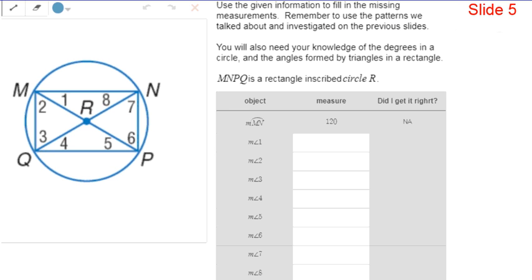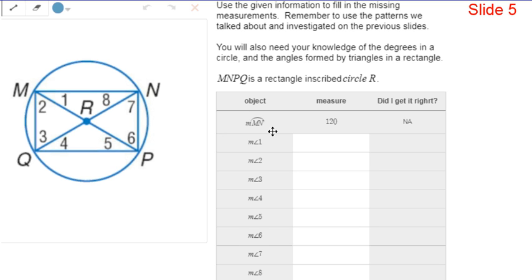So here we have our circle R, and we have a rectangle MNPQ inscribed in the circle. So here's the center. Here's our rectangle inscribed. Notice how each of the vertices is on the circumference of the circle. Inscribed. Okay, let's take a look at a couple of our givens.